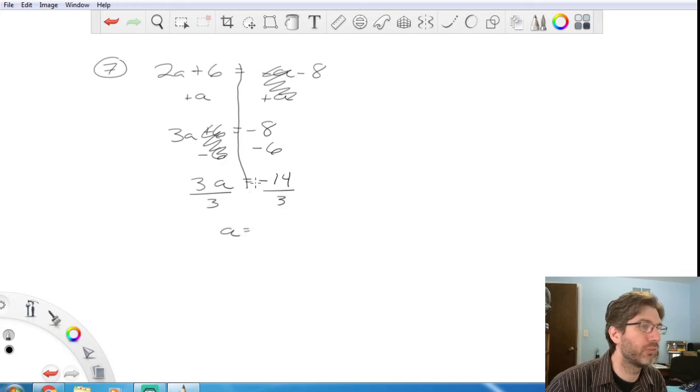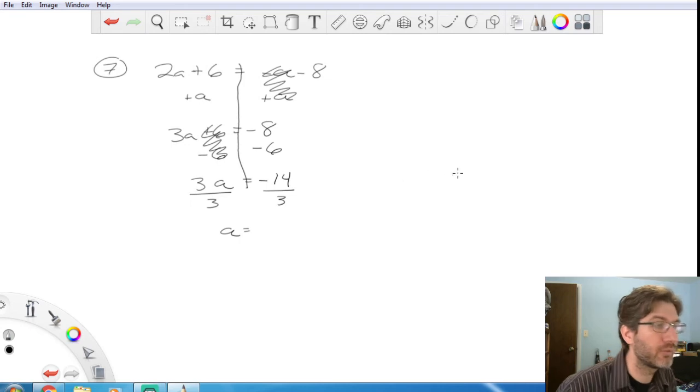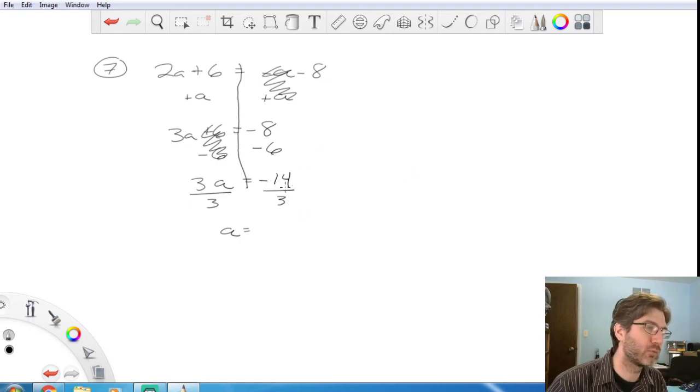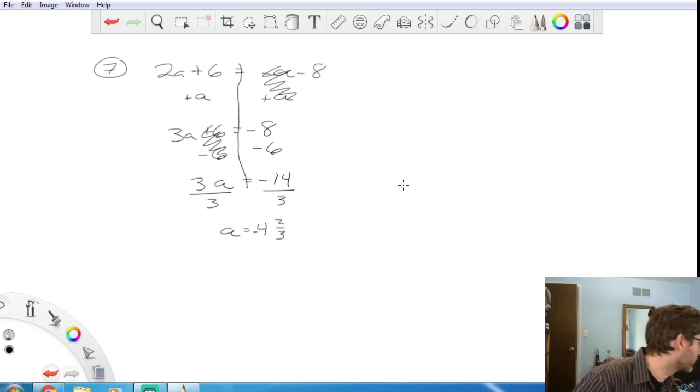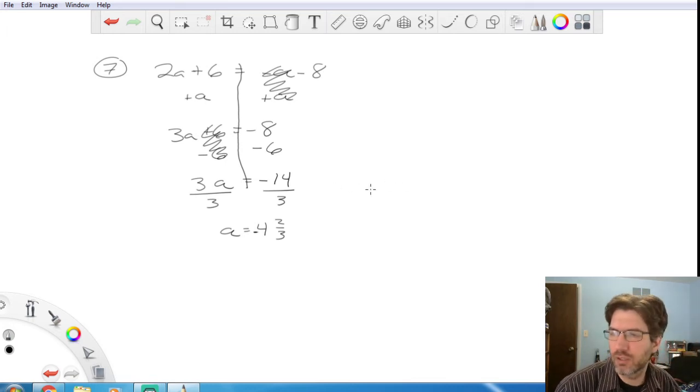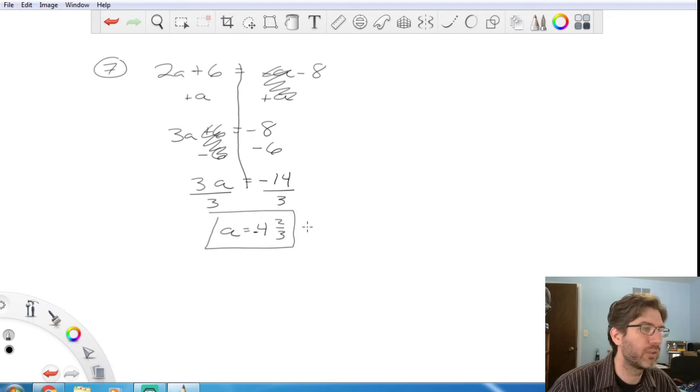So a equals negative 14 thirds, which can be reduced as a mixed number. 3 goes into 14. What is that? 4 times with 2 left over, and it is a negative. So negative 4 2/3. So that is number 7. And again, that's one of the only two that you should be getting a fraction or decimal for. If you want to do it as a decimal, that's negative 4.6 repeating.